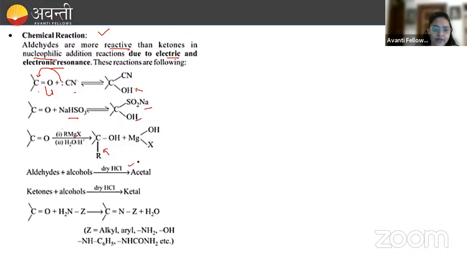Aldehydes and ketones, when they react with dry HCl, form acetal. Ketones and alcohol, when they react with dry HCl, form ketal. Okay, please remember this. This is also very, very important.